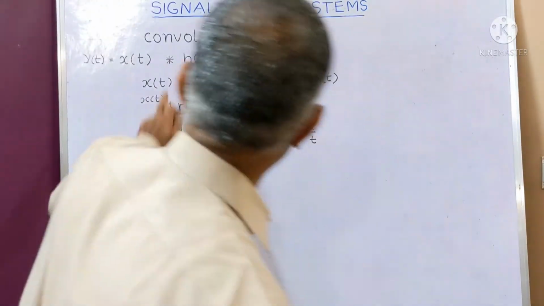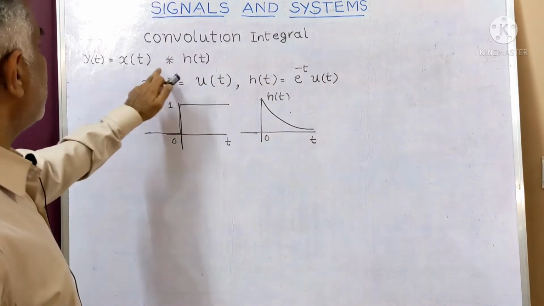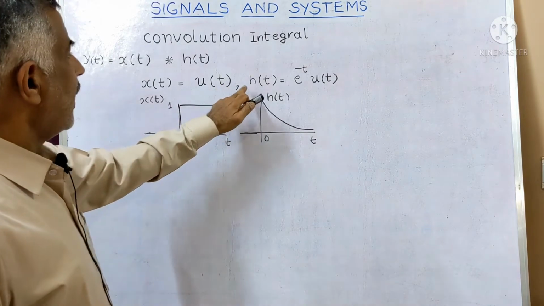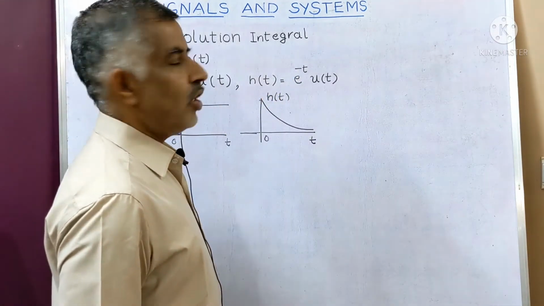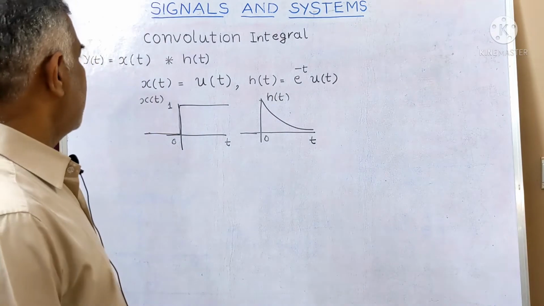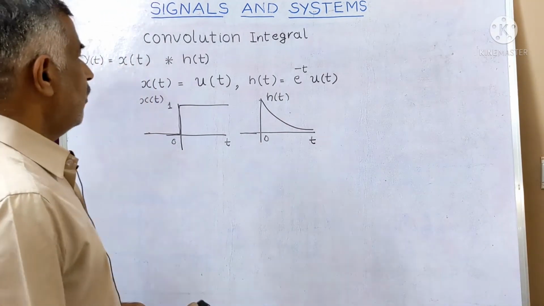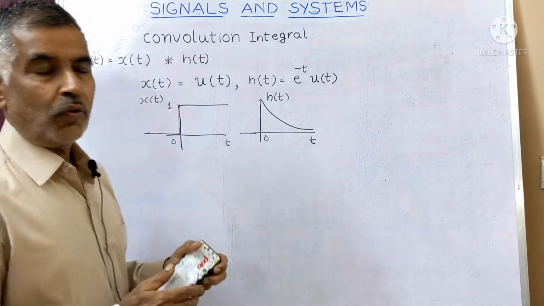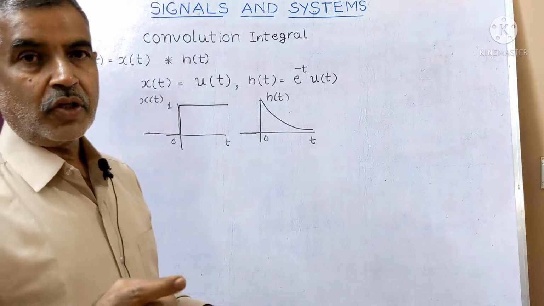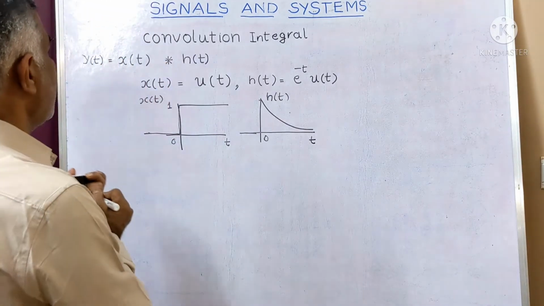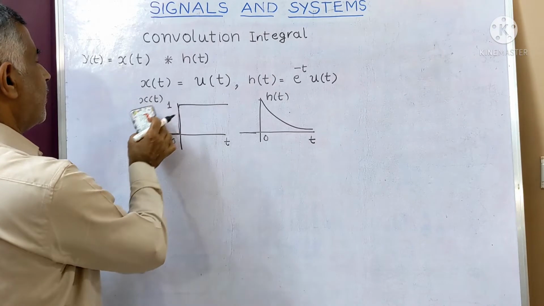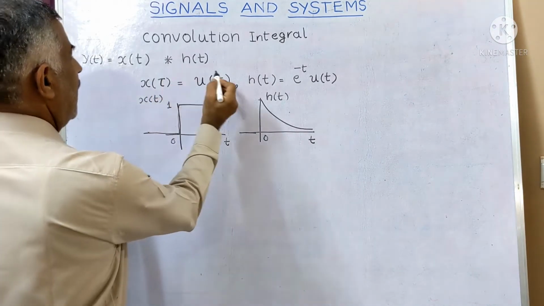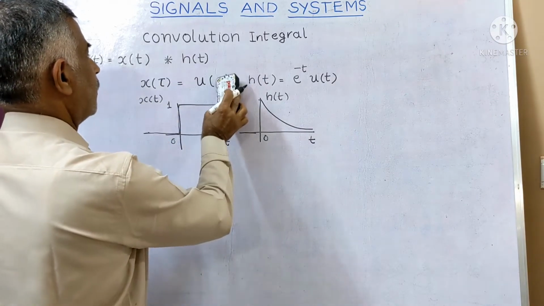Now the convolution integral y of t equals x of t convolved with h of t. So x of t is u of t and h of t is equal to e power minus t u of t. Once again, I will remind you of the procedure. First, we have to get x of tau and h of tau. Wherever there is t, you replace it by tau. First take x of t. In place of t, you replace tau. Then it becomes x of tau.